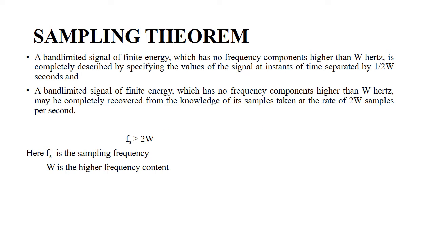Sampling theorem. A low pass signal contains the frequencies from 1 Hz to some higher value. The statement is: a band limited signal of finite energy which has no frequency components higher than W Hz is completely described by specifying the values of the signal at instants of time separated by 1/(2W) seconds.